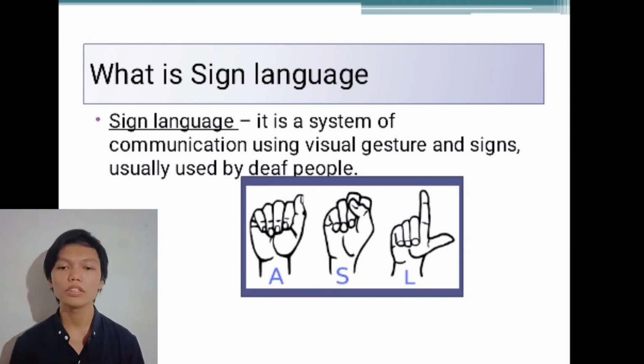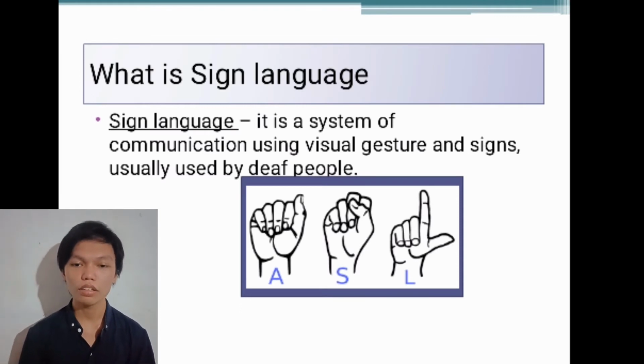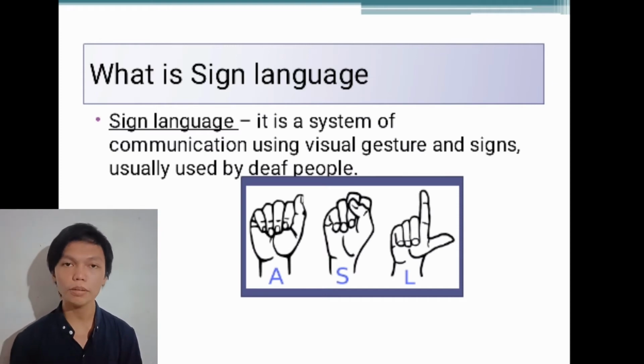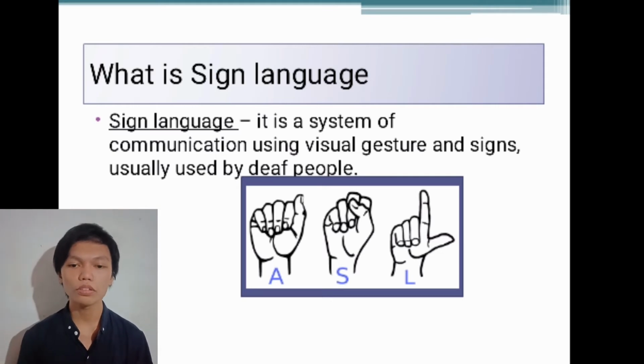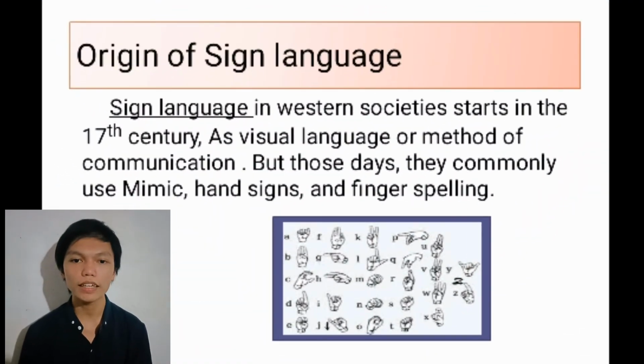Moving on with sign languages. Sign languages are languages that use the visual manual modality to convey meaning. It is also a system of communication using visual gestures and signs that are usually used by hearing impaired people. It is expressed through manual articulations in combination with non-manual elements. Just like gestures, sign language in Western societies starts in the 17th century. It was used as visual language or method of communication. But during those days, they just commonly used mimic, hand signs, and finger spelling.